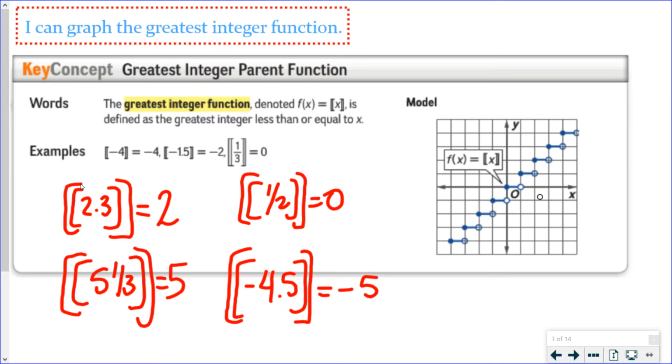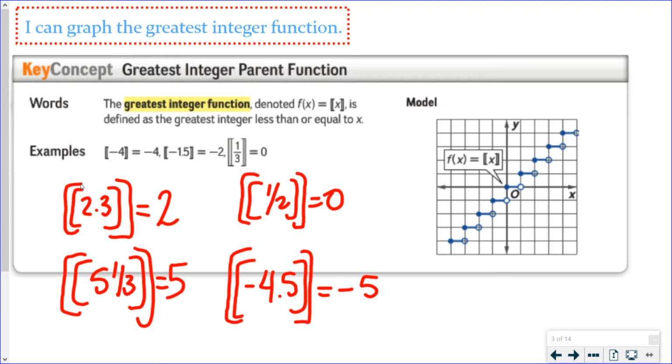This is what that graph looks like. So anything between 0 and 1, my y value is 0. When x is between 1 and 2, my y value is 1. When x is between 2 and 3, the lowest integer there is 2. Notice that the closed dots are when you're on the x value, and then when you're at the next x value, it turns to an open dot, because that's when it steps up to the next step, and then it steps up to the next step.